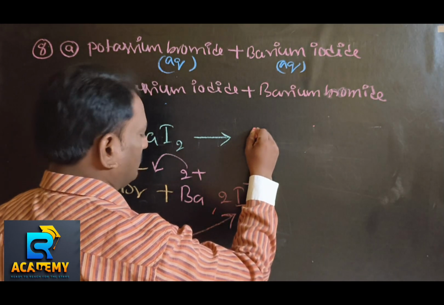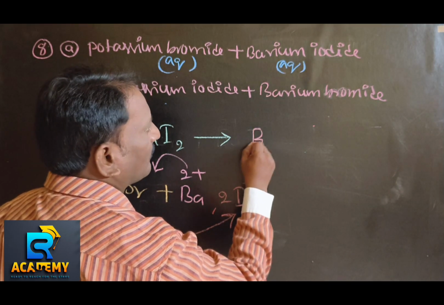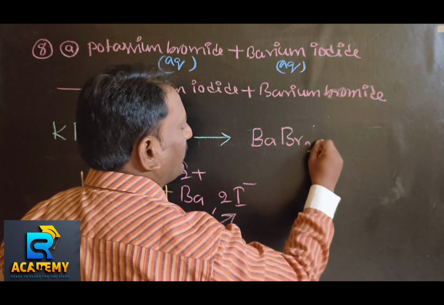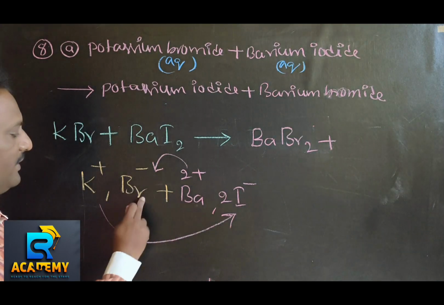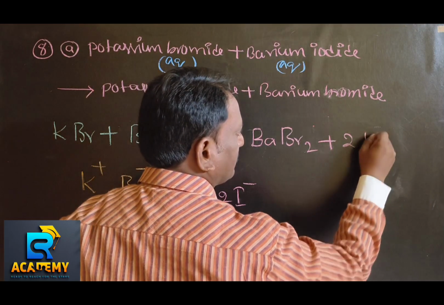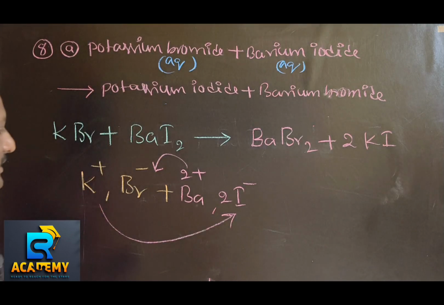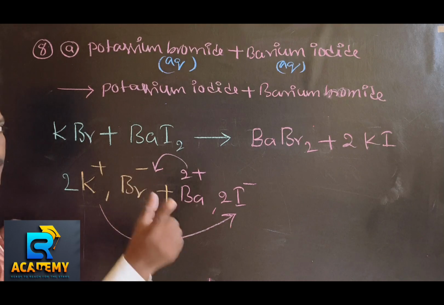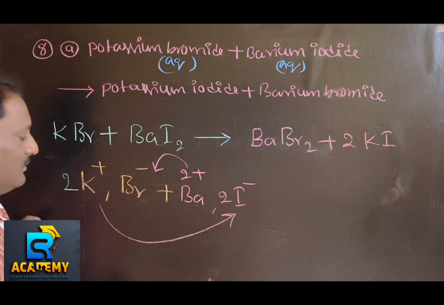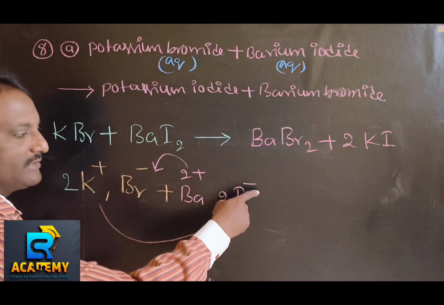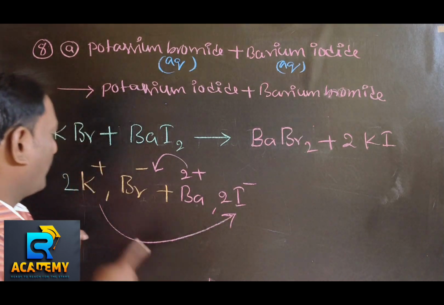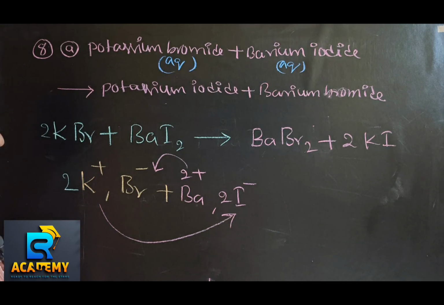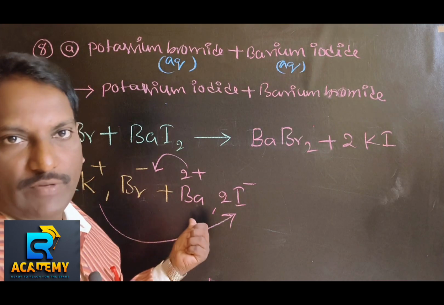Then you will get barium bromide BaBr2 plus potassium iodide. To balance this, we need to multiply the KBr with 2, because to neutralize one barium ion we require 2 bromide ions. At the same time, there are 2 iodide ions here. To neutralize 2 iodide ions, we require 2 potassium ions. So we need to multiply this with 2. So this is a balanced chemical equation.